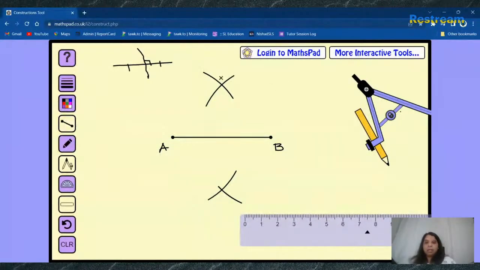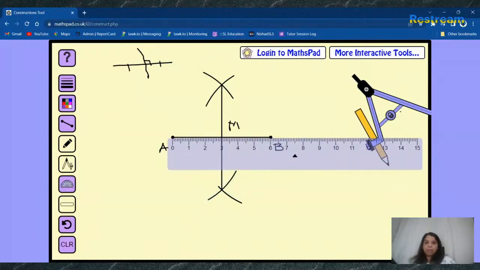Now I will take a line. I will start from here and I will join these 2 points. Now let's say I will call this point M. Now if I put this ruler back on the line and see, my M is exactly at 3 centimeters. So it has already divided my line into 2 equal parts. So this is a bisector. Bisector means a line which divides your given line into 2 equal parts. So it has already bisected the line.